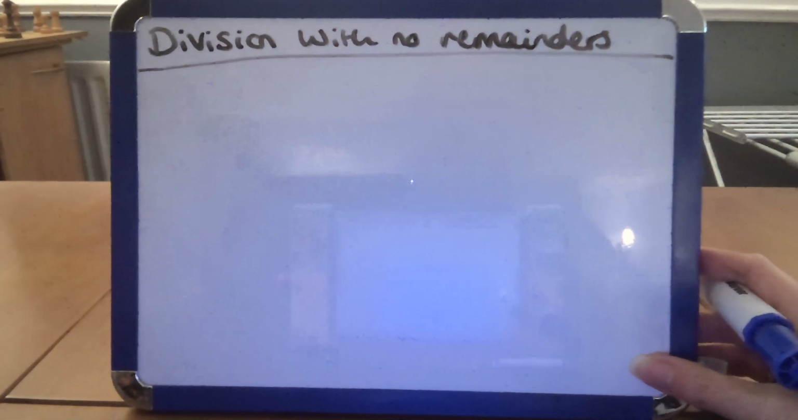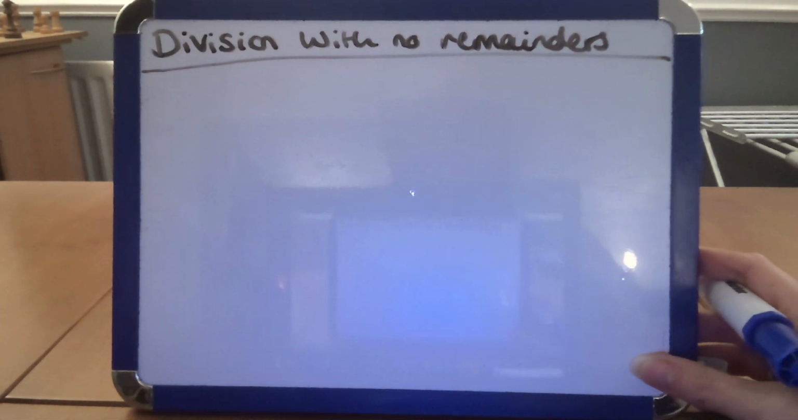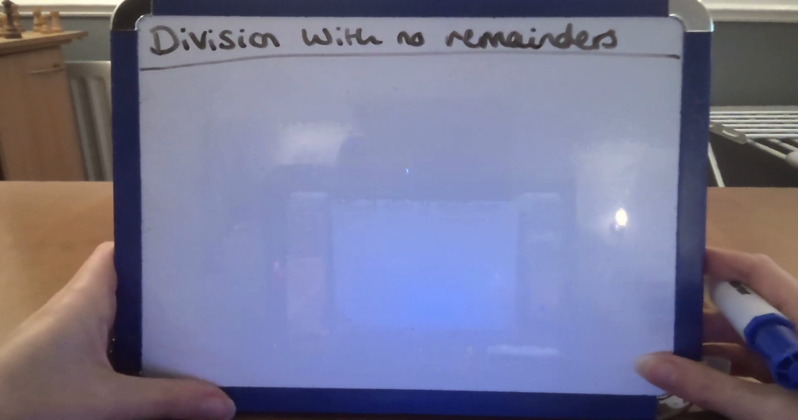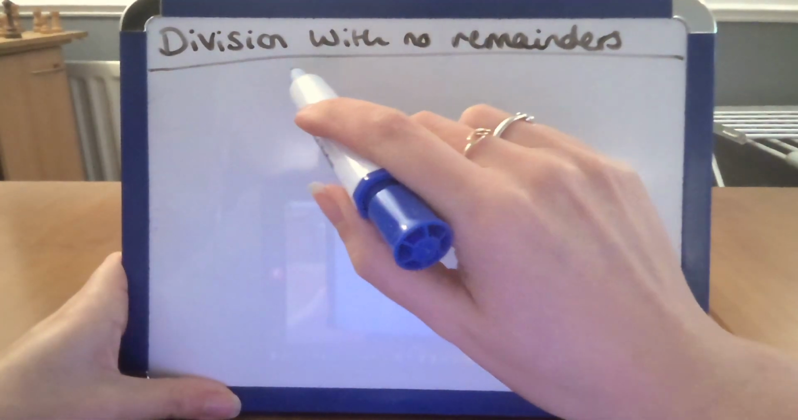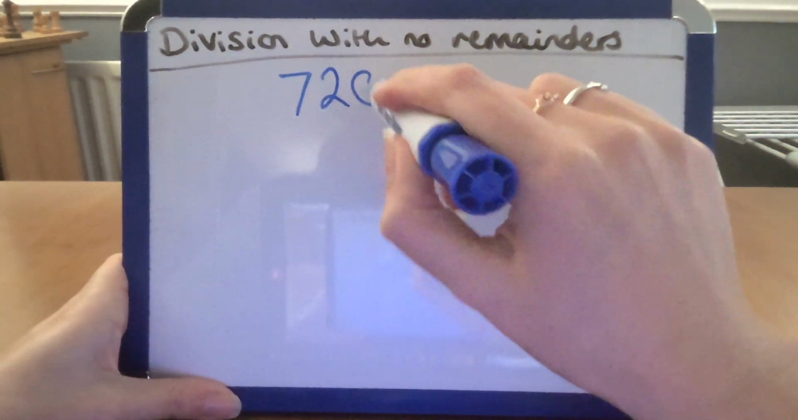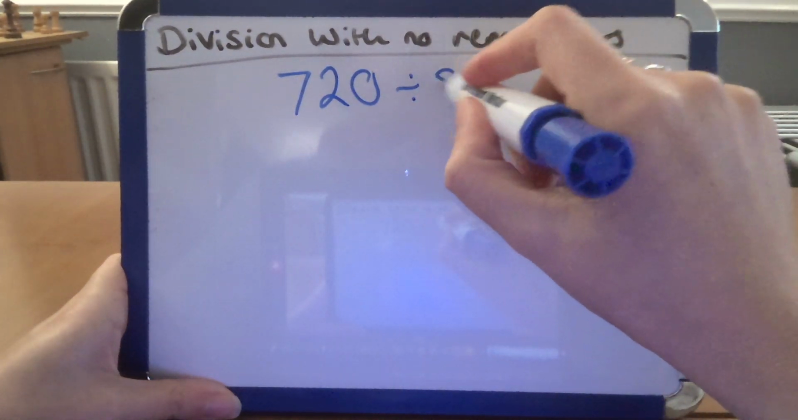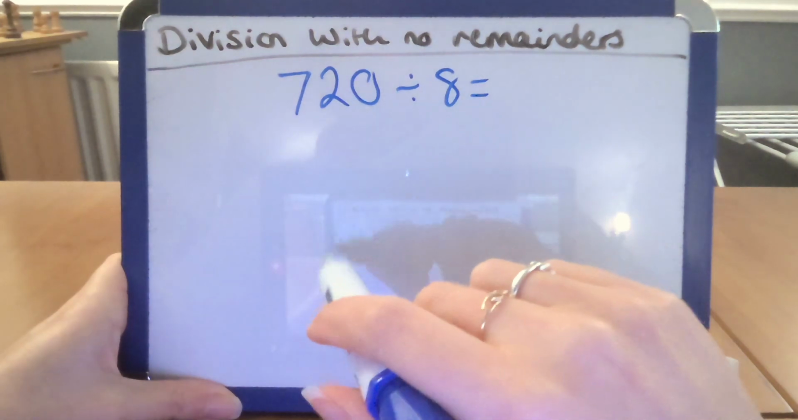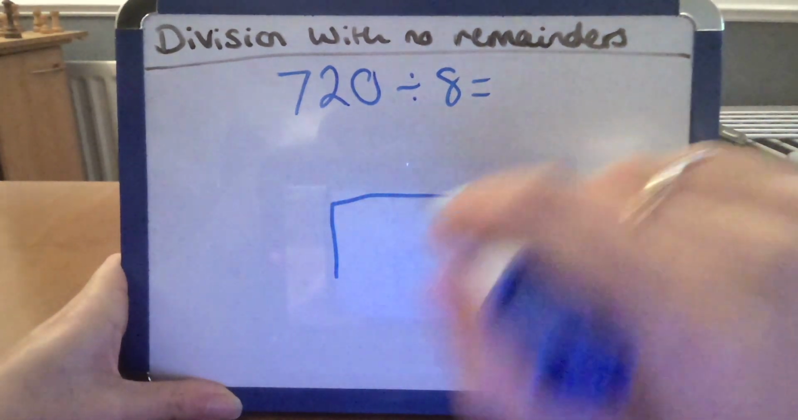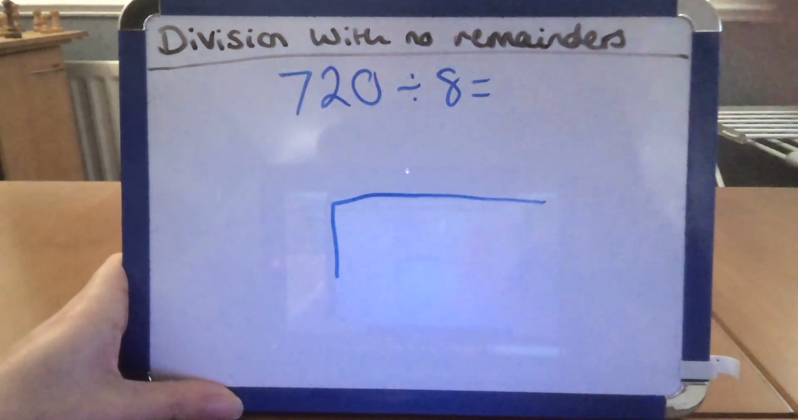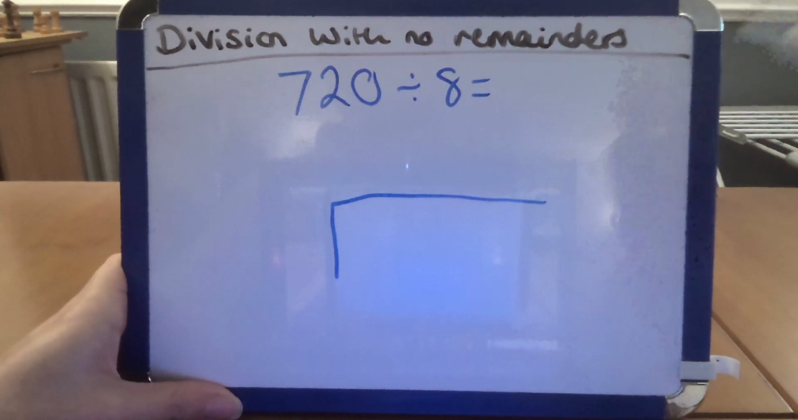This video will be going through how to do division with no remainders using the bus stop method. So we're going to start with the sum 720 divided by 8. Now the bus stop looks like this. It's a line up and a line across, a little bit like a bus shelter.